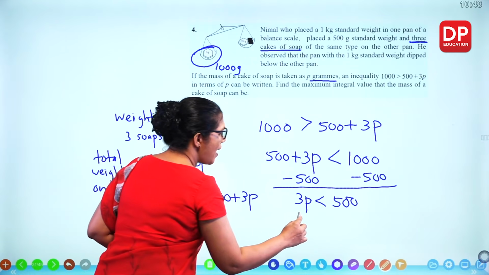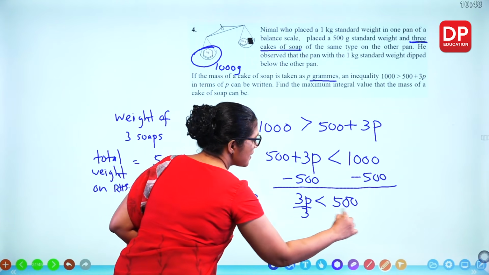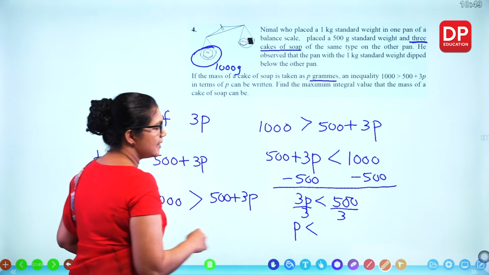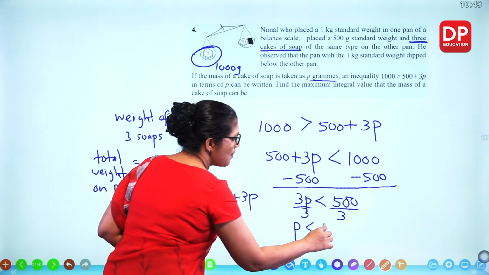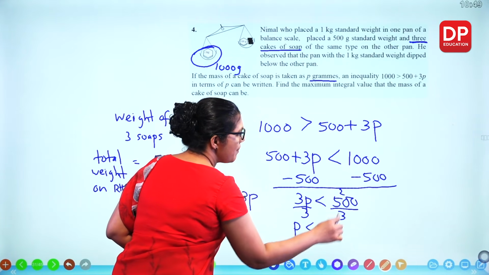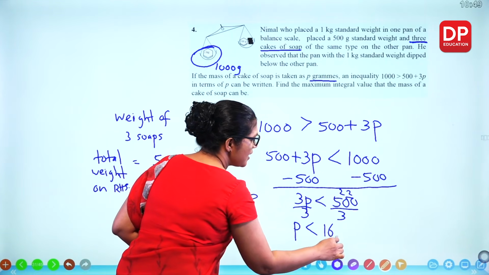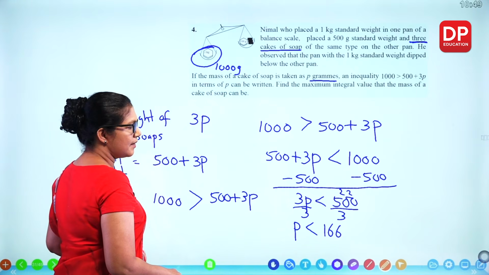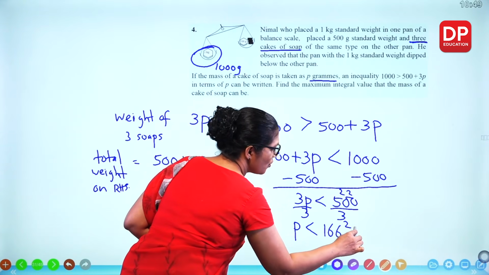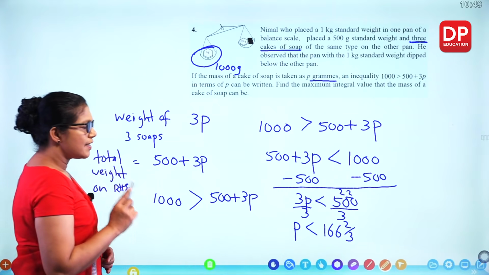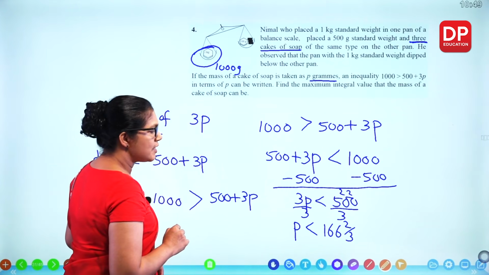When you divide by 3, what happens? P is less than, divide by 3. 3 times 1 is 3, 2 remaining. 3 times 6 is 18, 2 remaining. So you get 2/3. So this is the inequality we got.